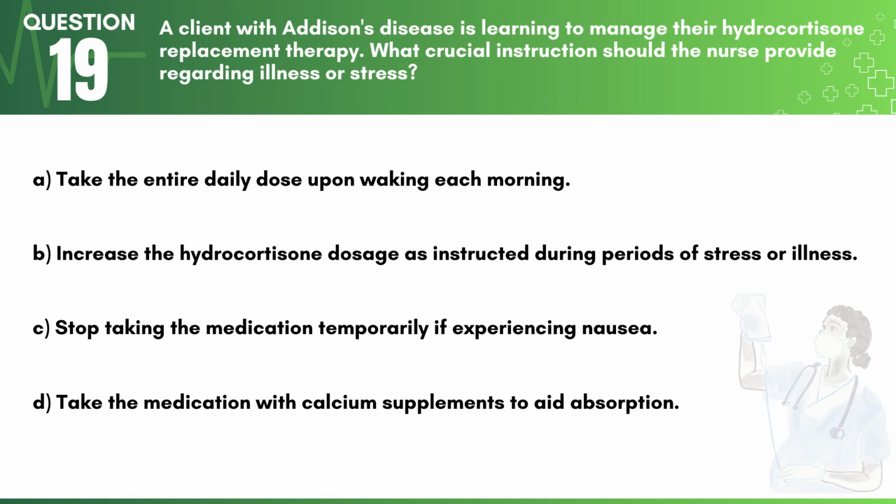Question 19. A client with Addison's disease is learning to manage their hydrocortisone replacement therapy. What crucial instruction should the nurse provide regarding illness or stress? A. Take the entire daily dose upon waking each morning. B. Increase the hydrocortisone dosage as instructed during periods of stress or illness. C. Stop taking the medication temporarily if experiencing nausea. D. Take the medication with calcium supplements to aid absorption.